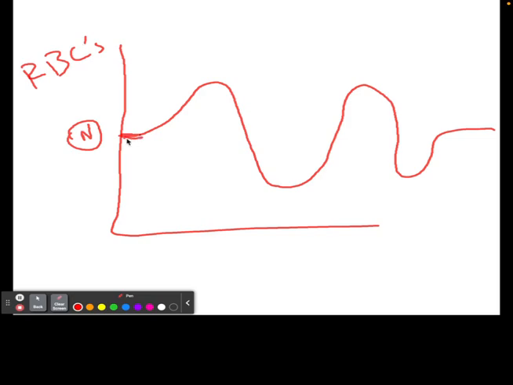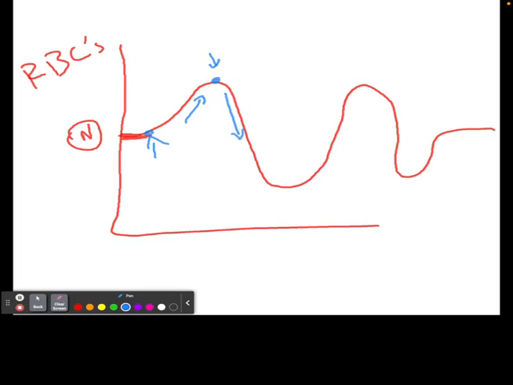Something happens in the body. I'll do this in blue. Something's going to happen in the body that's going to tell your body we need to make more red blood cells, right? In this case, I want you guys to think about that, right? Why would we want more red blood cells? And in this case, something's going to trigger it. And when that happens, we have more red blood cells. And then eventually something else is going to tell the body, hey, we have enough. Stop making them. And then eventually we're going to come back down to normal.